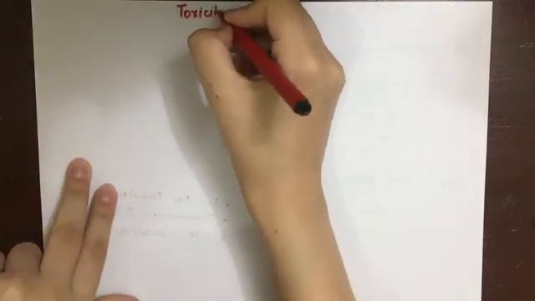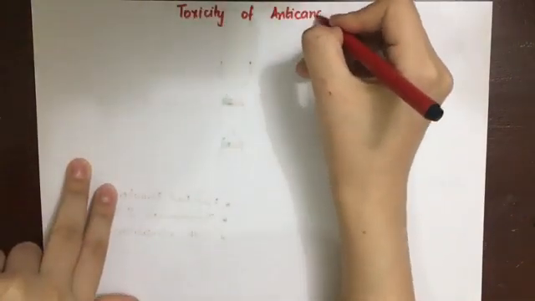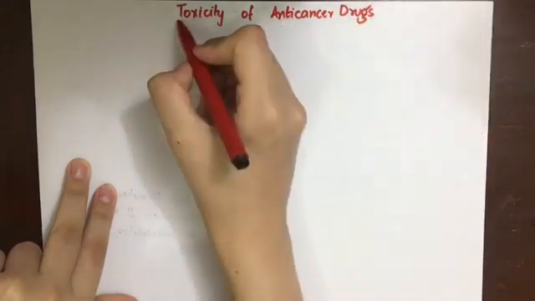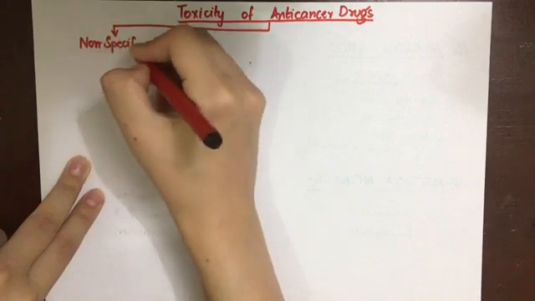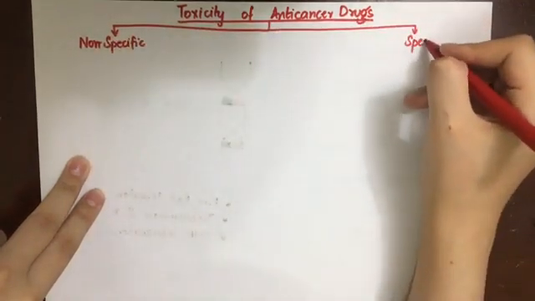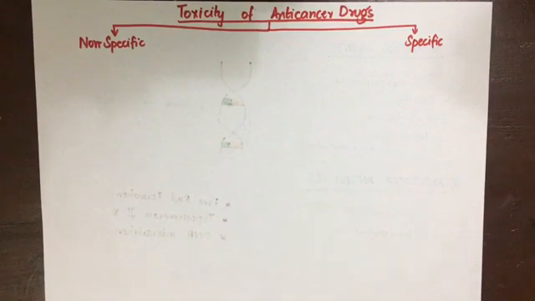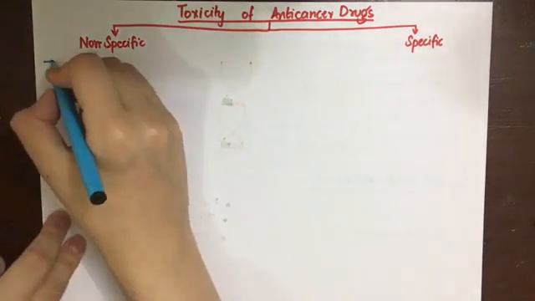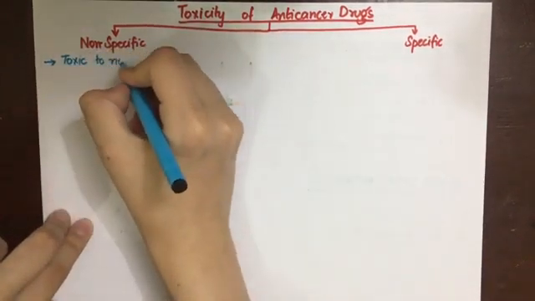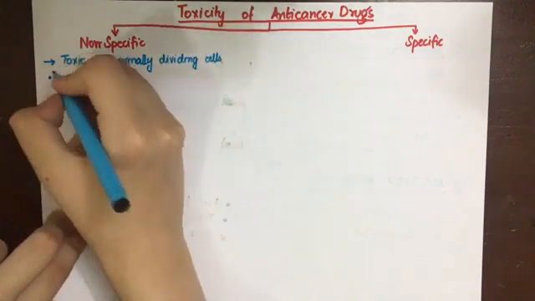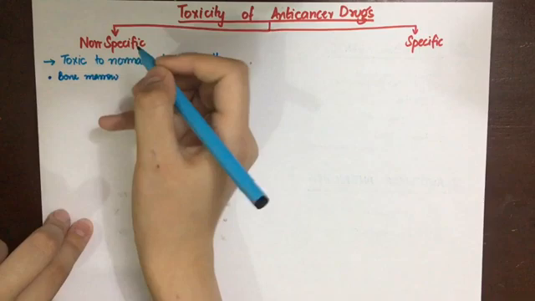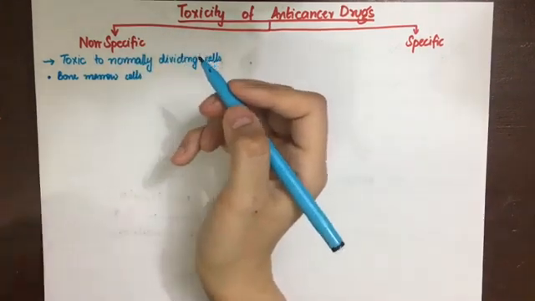Now we will briefly discuss the toxicity of anti-cancer drugs, which are very important. They can be divided into the non-specific or general toxicities that all of the drugs have, and the specific toxicities that are specific for certain drugs. The first non-specific toxicity is that of normal dividing cell toxicity. Now, as these drugs are cytotoxic and inhibit cell division of neoplastic cells, which is the main target, but other rapidly dividing cells are affected too.